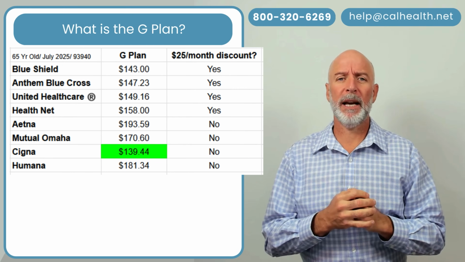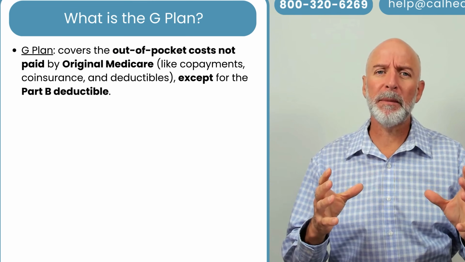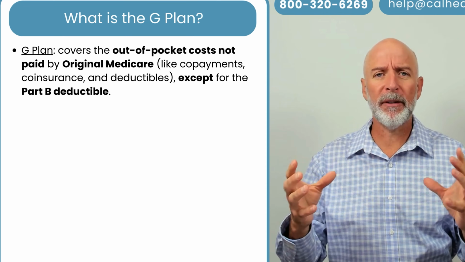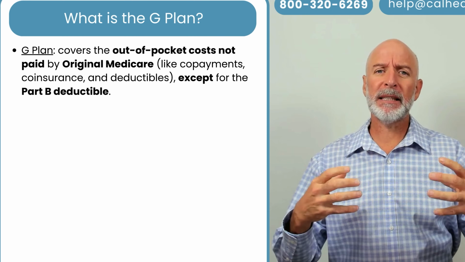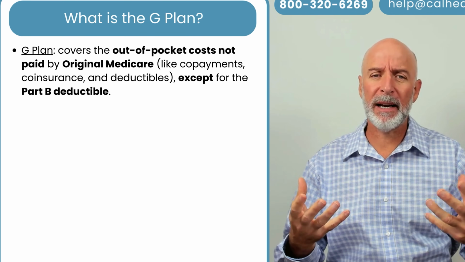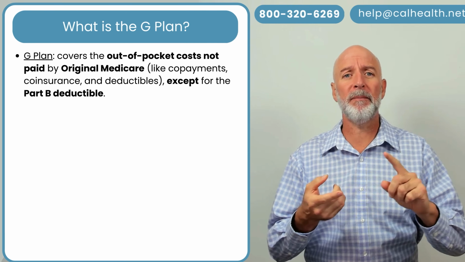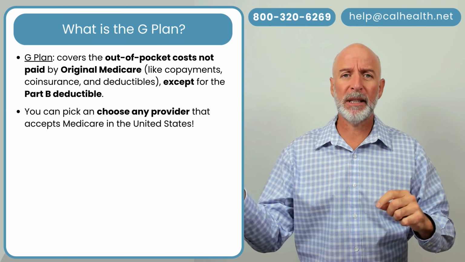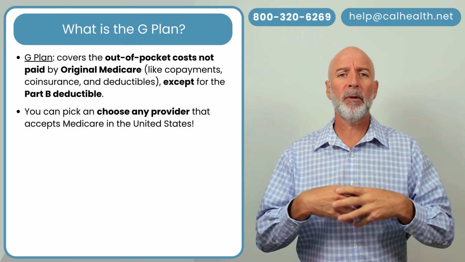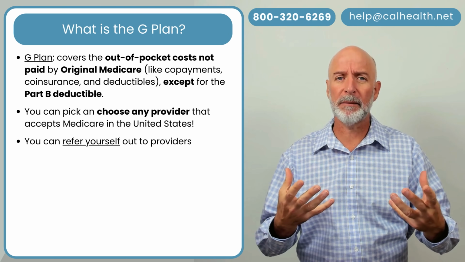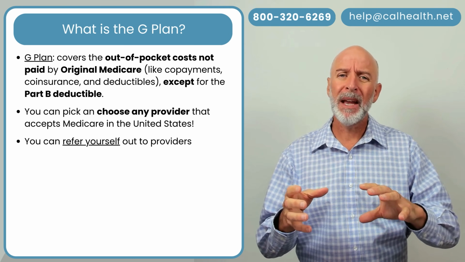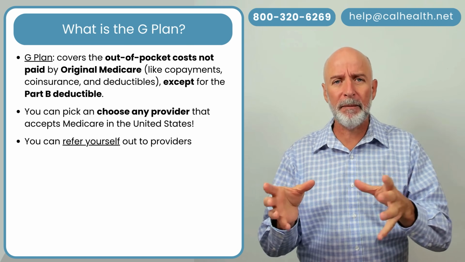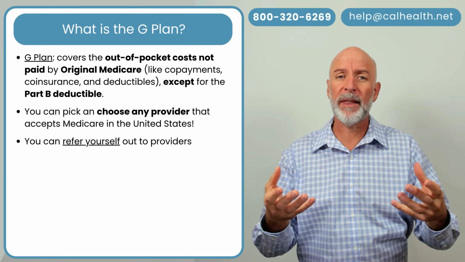First, what is a G plan? It's a Medicare Supplement or Medigap plan, two different names for the same thing. This is the most flexible of options for Medicare as opposed to Advantage plans. You can pick and choose Medicare providers anywhere in the United States. You refer yourself out. There's much more flexibility. You're not locked into an area. So it works like a PPO, and a lot of people gravitate towards this for that reason.